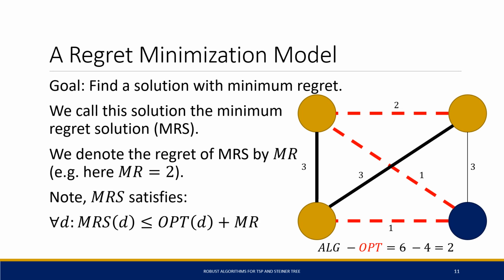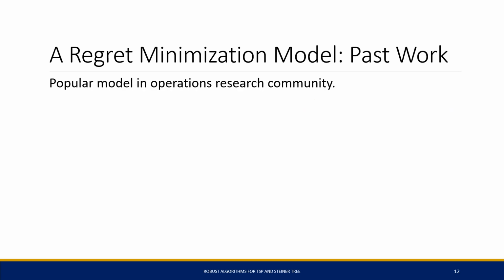And one thing we should note about this solution is that we're evaluating this solution based on the worst case evaluation, or the worst case setting of edge lengths. It actually satisfies the guarantee that for any setting of edge lengths, the cost of the minimum regret solution, which we denote MRS parentheses D, is bounded by the cost of opt for that setting of edge lengths plus the minimum regret. So this regret minimization model is actually a pretty popular model in the operations research community, and a lot of work has been done into studying what problems we can find the minimum regret solution for, or in what problems can we get approximations.